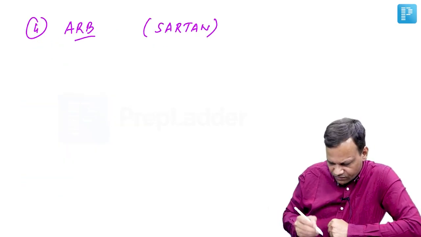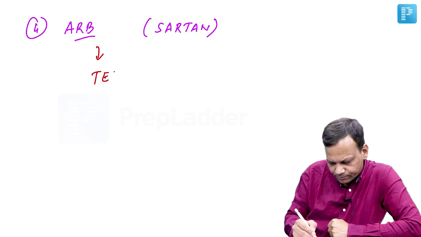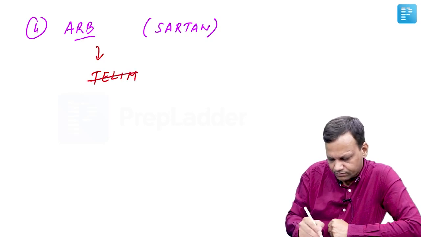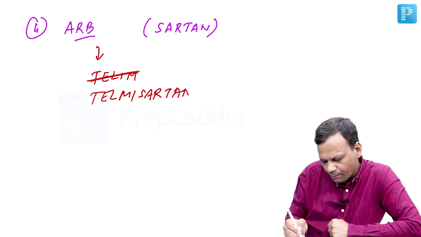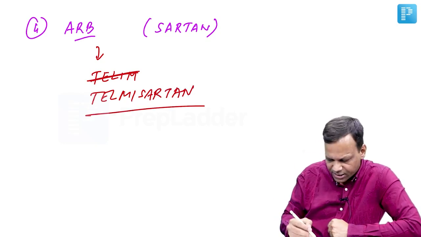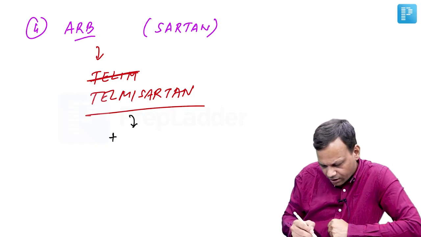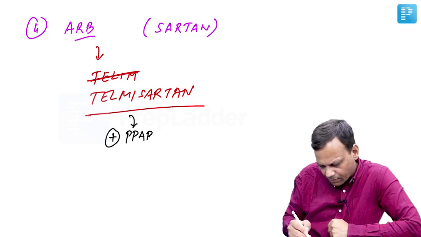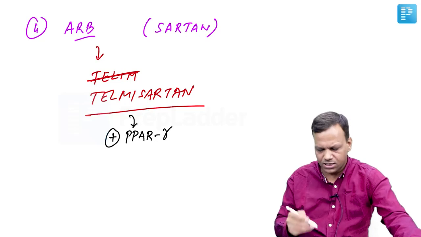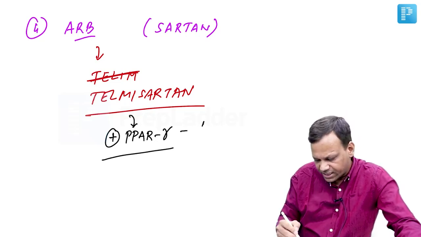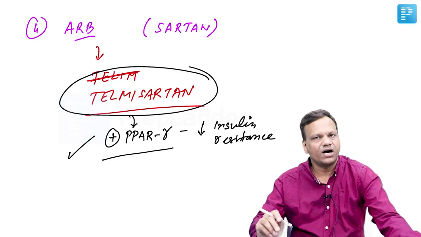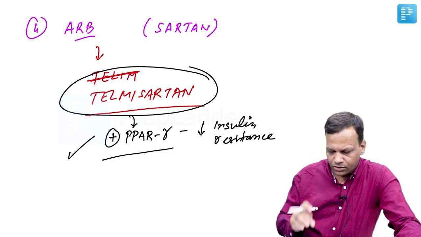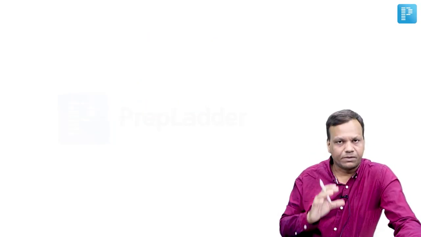And one of the sartans, which is telmisartan, has an additional role apart from the other ACE inhibitors. What is that additional role? It is a stimulator of PPAR gamma. It is a PPAR gamma agonist, and this PPAR gamma agonistic activity will decrease insulin resistance. So it is another advantage in diabetic patients. So which ARB is a PPAR gamma agonist? It is telmisartan. Okay. So these are the important 4 groups of drugs in hypertension.